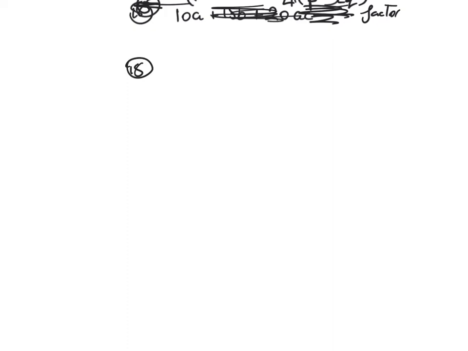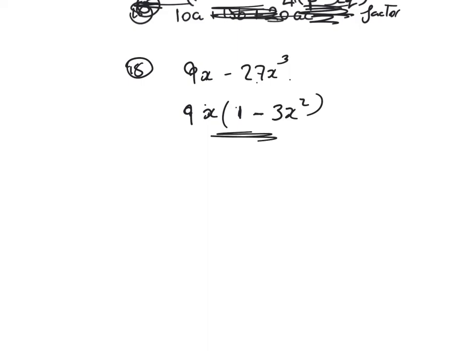Okay, example 18: 9x minus 27x cubed. From 9 and 27 I can take 9, and from x and x cubed I can take x. 9x times what gives me 9x? Well, that's just 1, since 9x times 1 is 9x. There's a minus in the middle. 9x times what gives me 27x cubed? Well, 9 up to 27 is 3, and x up to x cubed is x squared. 9x bracket 1 minus 3x squared.